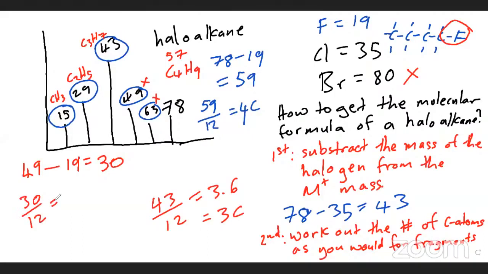Now 30 divided by 12, you would get 2.5, right? Which means that you must have two carbons. When you have two carbons, you must have five hydrogens, C2H5, that is a mass of 29, right? So 29 and 30. It does not add up to 30. It comes up to 29. Are you seeing that? So let me go again.